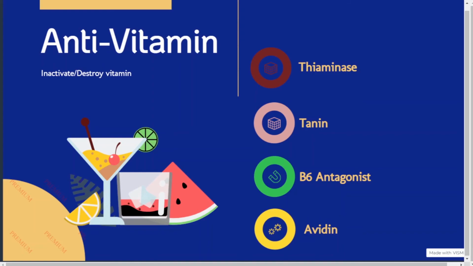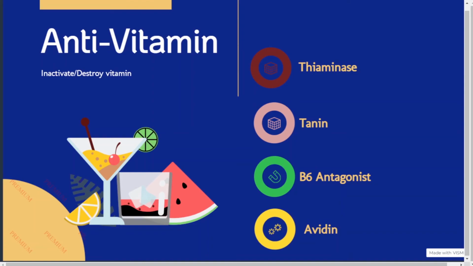Coming to the details. Thiaminase is found in raw fish, that is, fish before cooking. If you eat raw fish, you will eat this thiaminase. What happens is that thiaminase will break thiamine at the methylene linkage. Thiaminase breaks thiamine at the methylene linkage. This is found in fish, right? Very simple as that.